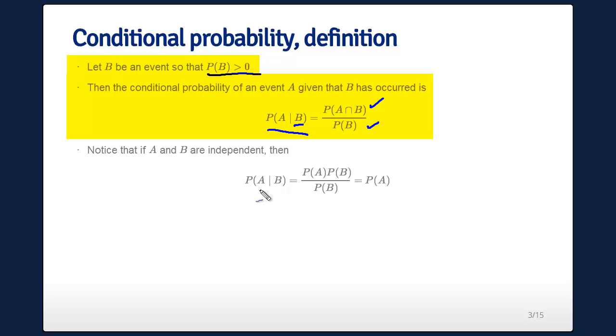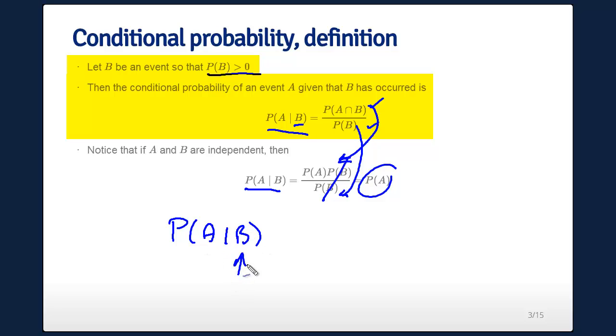Notice if A and B are independent, the probability of the intersection just works out to be the product of the probabilities. The denominator stays the same, the B's cancel, and you just get the probability of A. That makes a lot of sense in terms of the definition of independence: the probability of A, given the information that B has occurred, is equal to the probability of A. In fact, some textbooks will use this as the definition of independence, rather than our definition. And of course, it's equivalent.